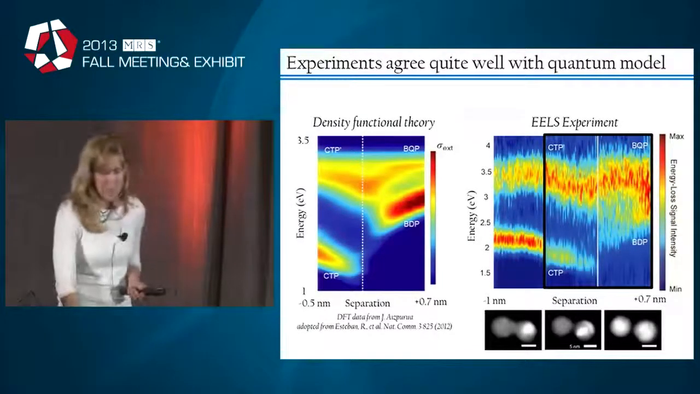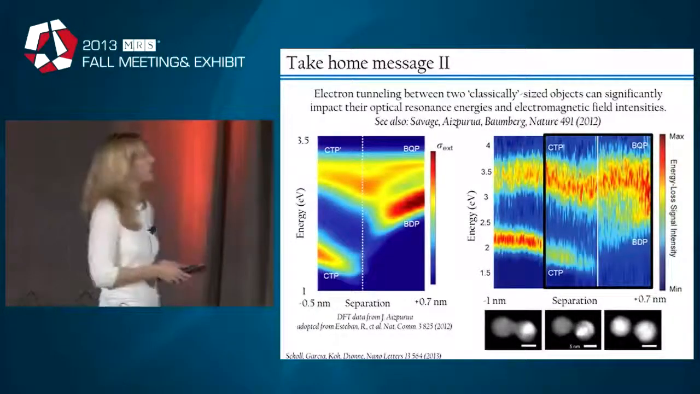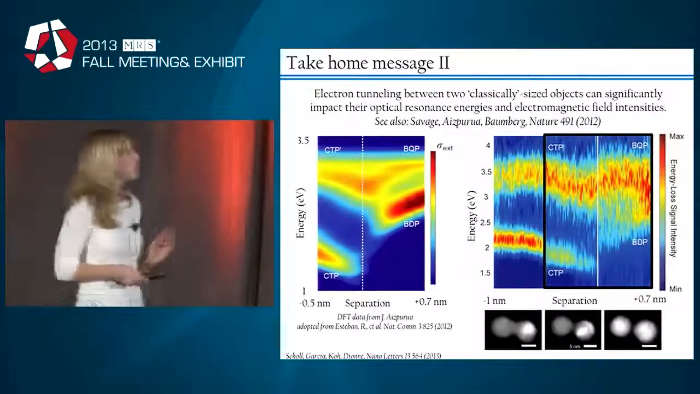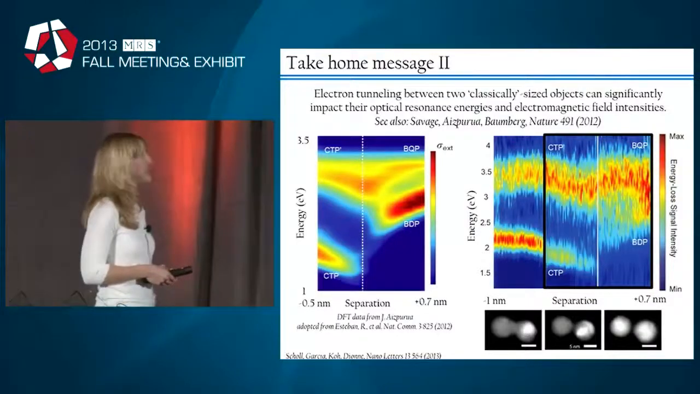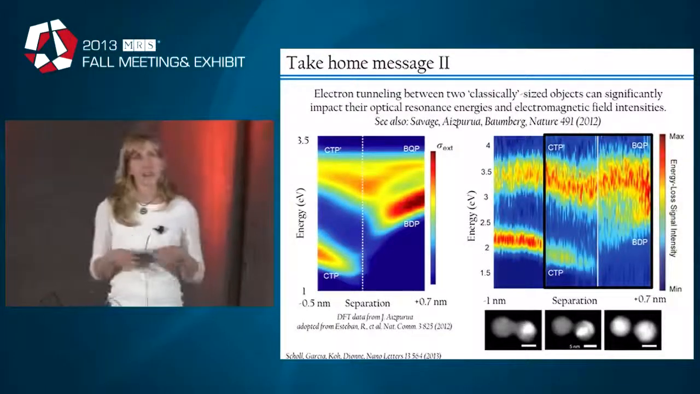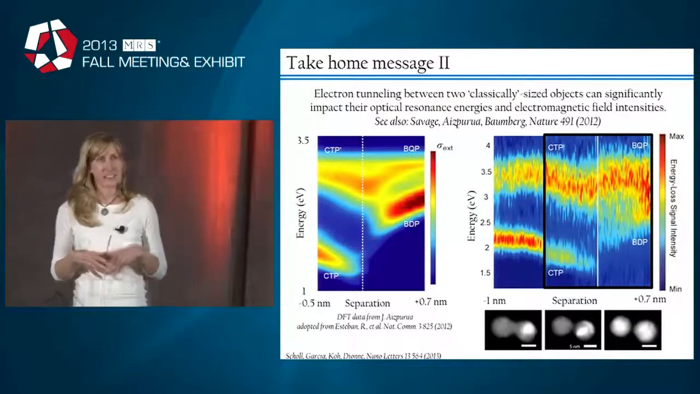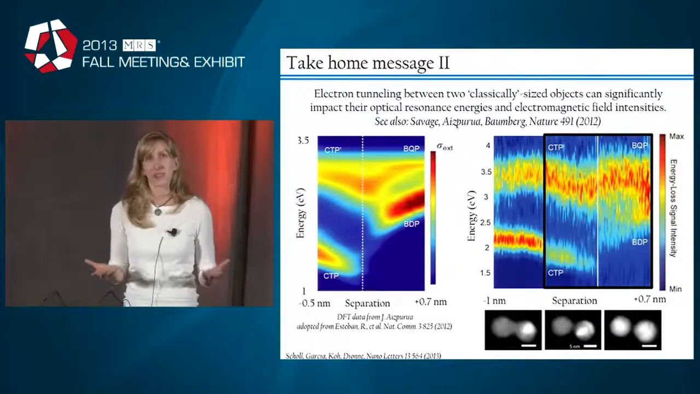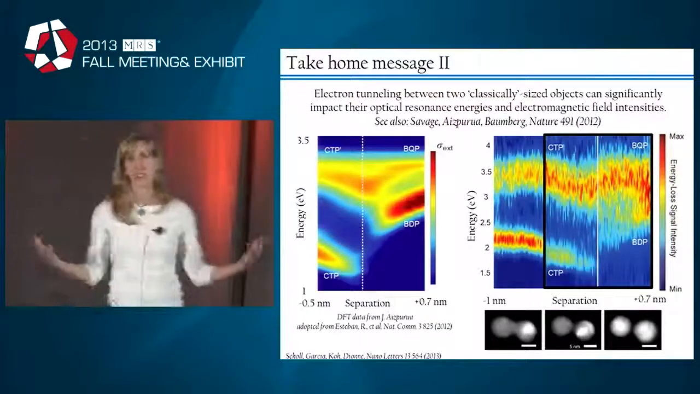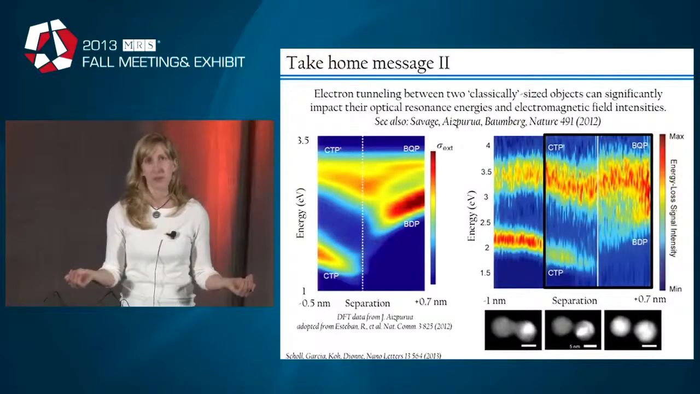Okay, so what's the take-home message of the second part of my talk? It's that electron tunneling between two classically sized objects can significantly impact their optical resonance energies and also their electromagnetic field intensities. I think the coolest part about this experiment is that it shows that quantum effects on the nanoscale can significantly impact far-field optical properties.